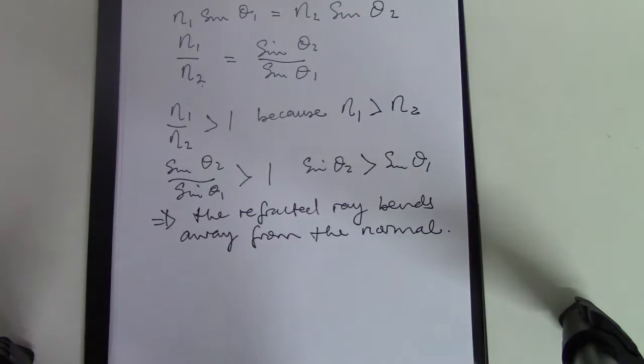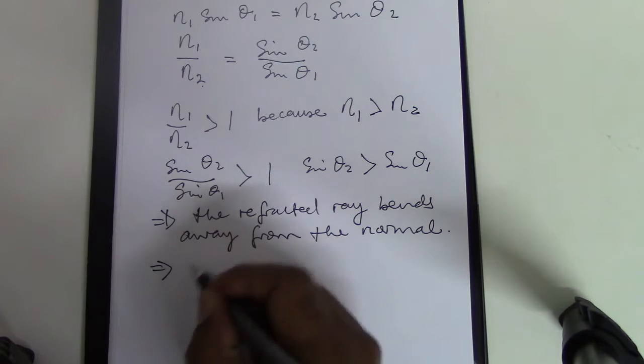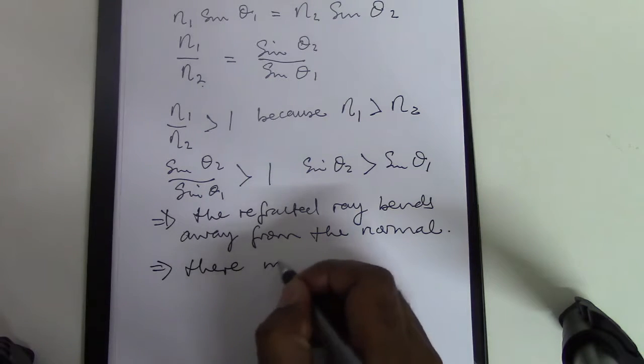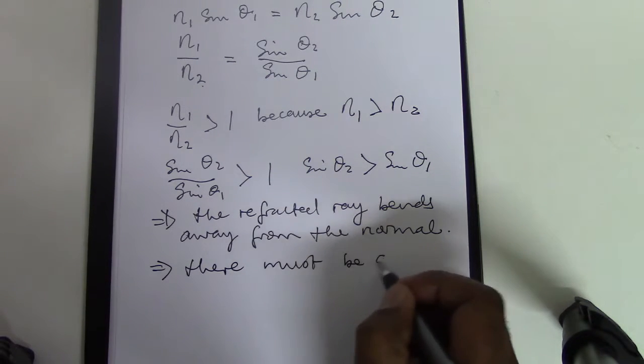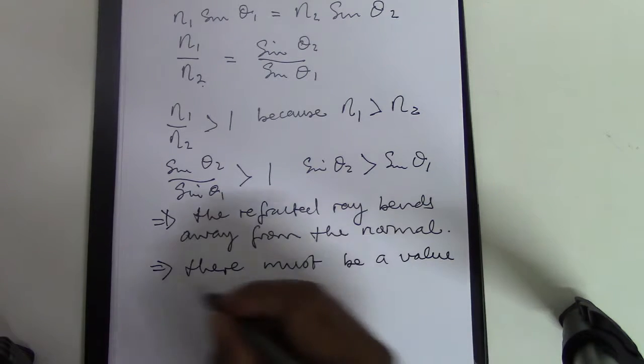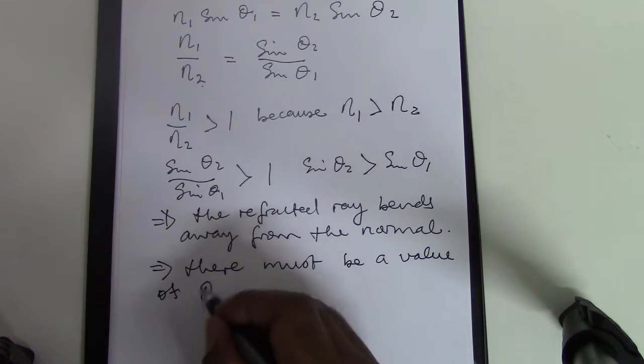It bends away from the normal. Now, this is what we are seeing. Now, from analysis, it means there must be a value of theta.